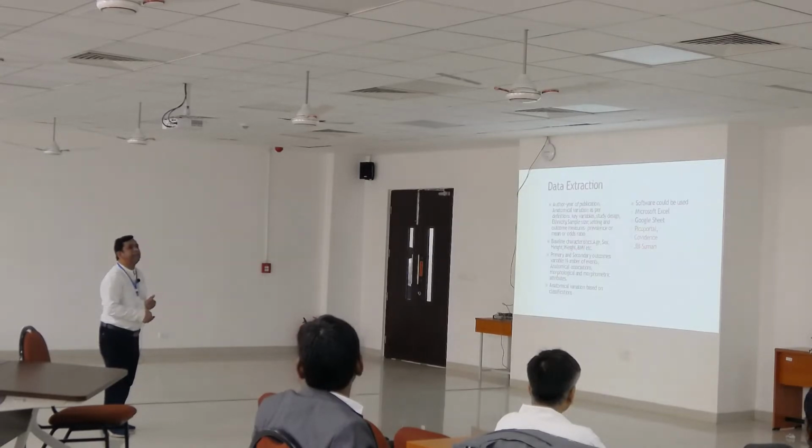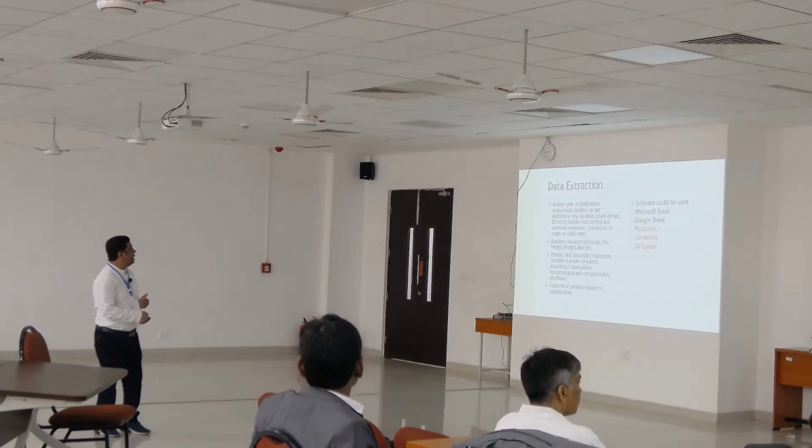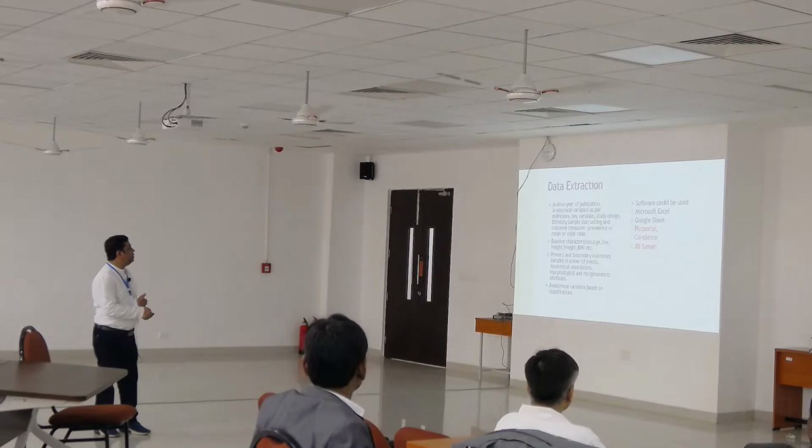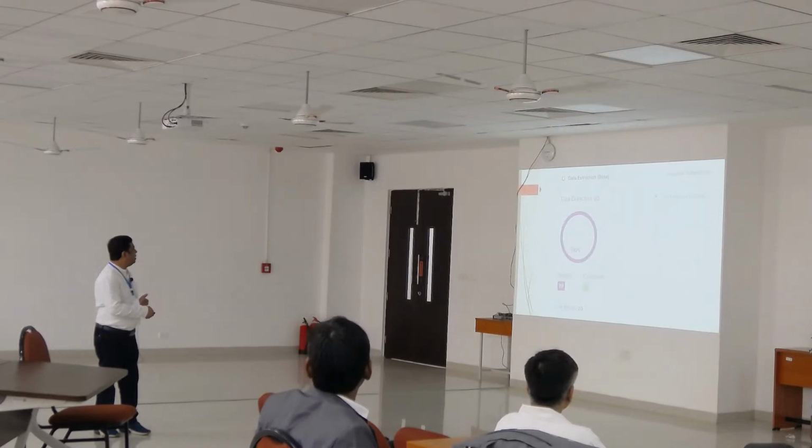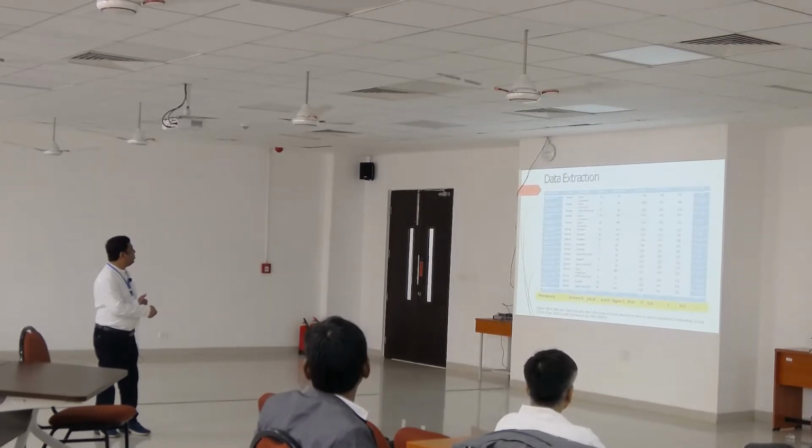So the next part is the data abstraction. These are software that are paid, so I'm not using them; I usually prefer Google Sheet or Excel. We take all the baseline characteristics and primary and secondary outcomes. Here that data is also showing. You can appreciate the author, year, population, events, sample size, and prevalence. Then we calculate both the lower confidence interval and higher confidence interval, and also assign the weight of the study based on the variance.